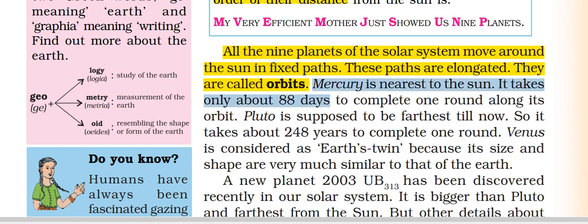Mercury is the nearest to the Sun, and it takes only about 88 days to complete one round along its orbit. Pluto is supposed to be the farthest till now, and it takes about 248 years to complete one round.